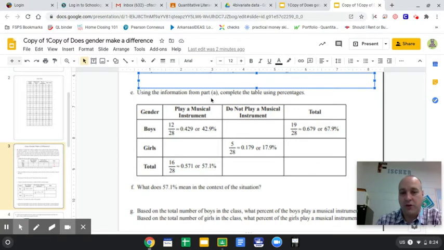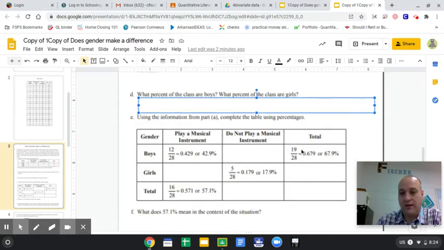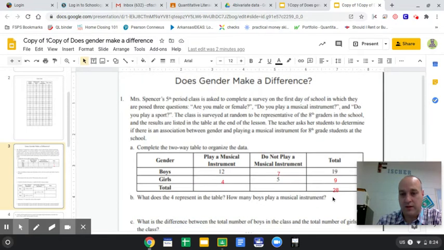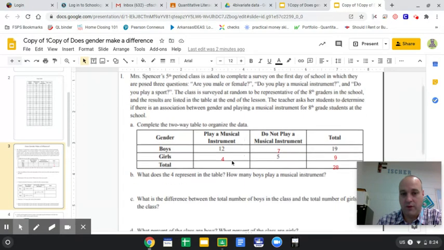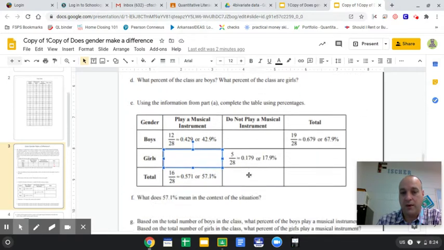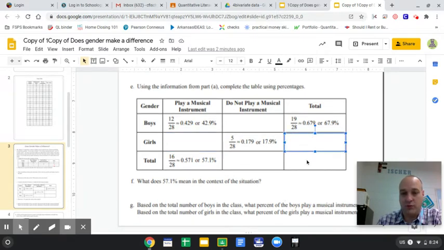Now, use the information from Part A to complete the table using percentages. And they've done some of them for you so that you can kind of see what you're supposed to do. And if you look, see how they got 12 out of 28. And then they did 19 out of 28. So guess what this one's going to be? Right here is going to be 7 out of 28. This one, 4 out of 28, and so on. Put those in the calculator, figure out what the percentages are. Again, don't forget to move the decimal and fill out the rest of the table.